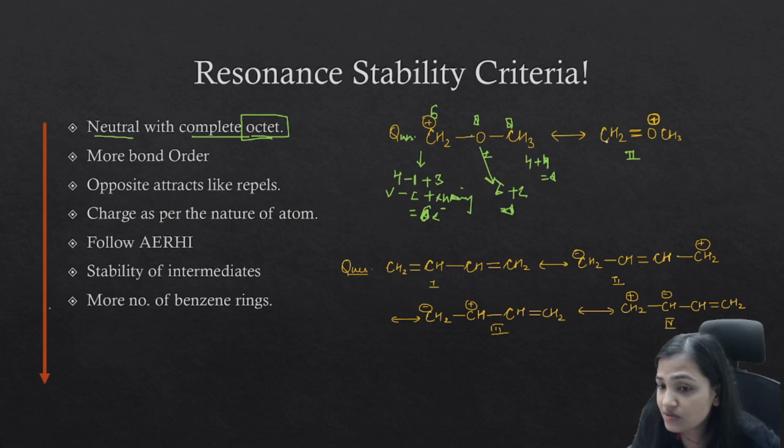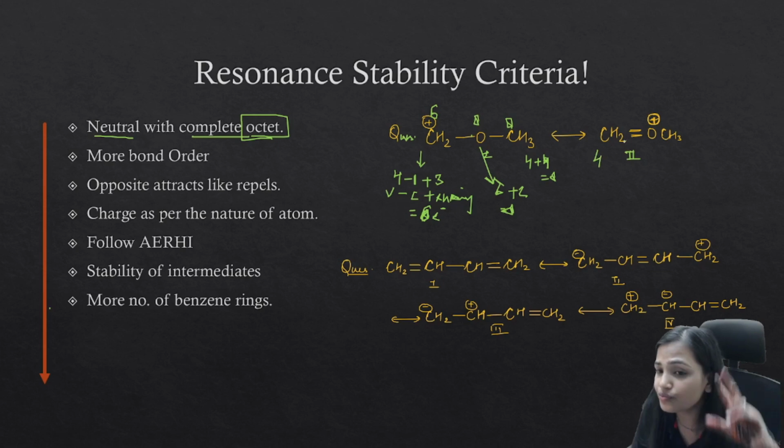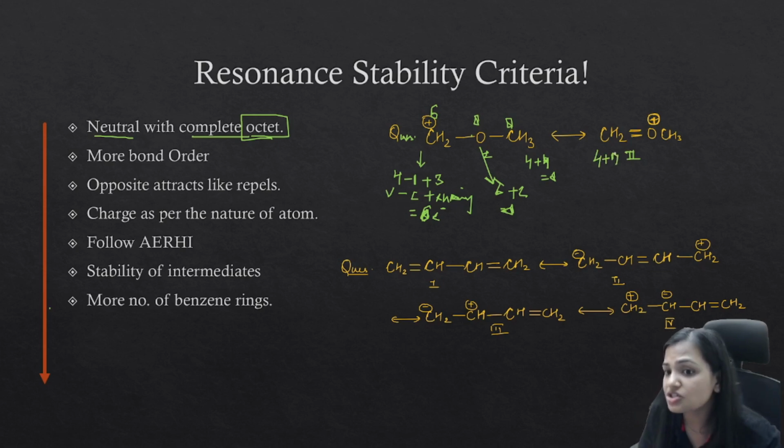Guys, if you look at this particular carbon, it has 4 electrons, and 2 from hydrogen and 2 from this double bond. 4 electrons it is getting from the sharing of electrons. So it means 4 plus 4 is 8. But here, if you look at the oxygen, please focus. Now focus on the oxygen.